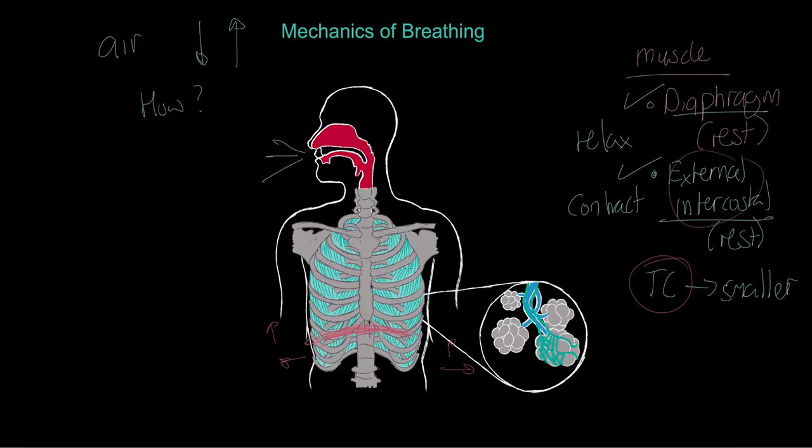Meanwhile, our external intercostal muscles pull upwards and lift the ribs up. So, of course, that increases the size of the thoracic cavity, and the air gets literally sucked in through the mouth or the nose.